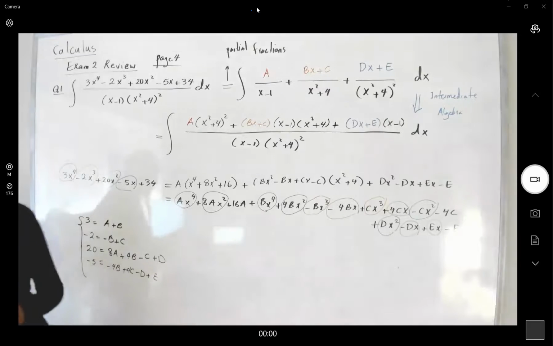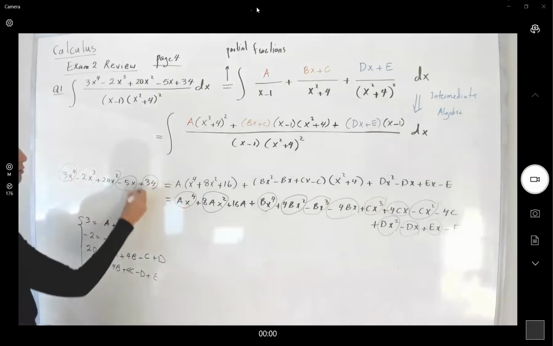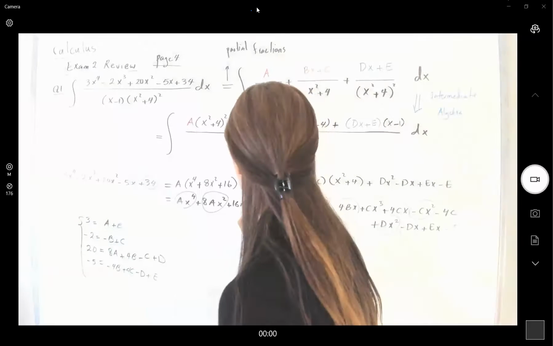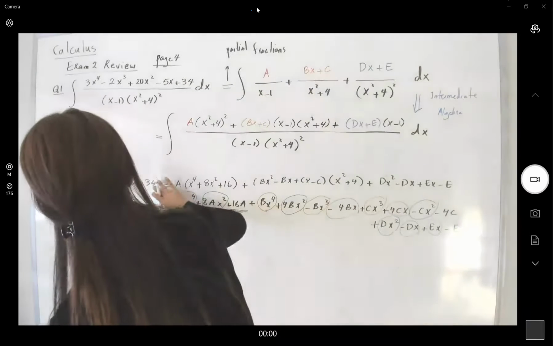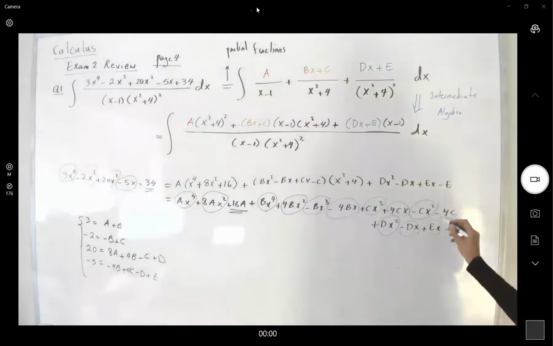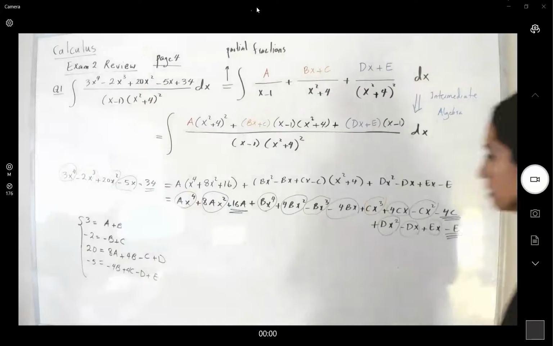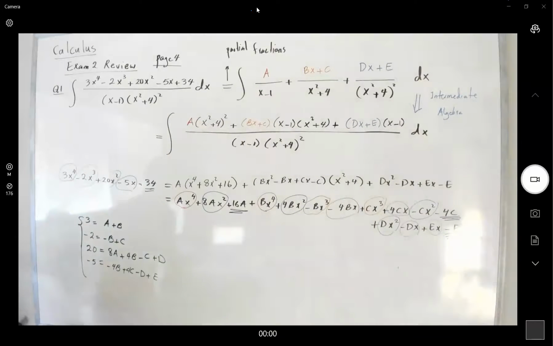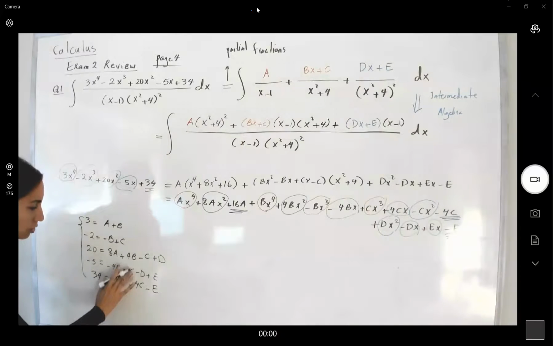And finally, you have your constant to be worried about. This is 34. And here you have 16A, -4C, and minus E: 16 times A minus 4C minus E. So you have a system of linear equations, and you start solving for these variables.